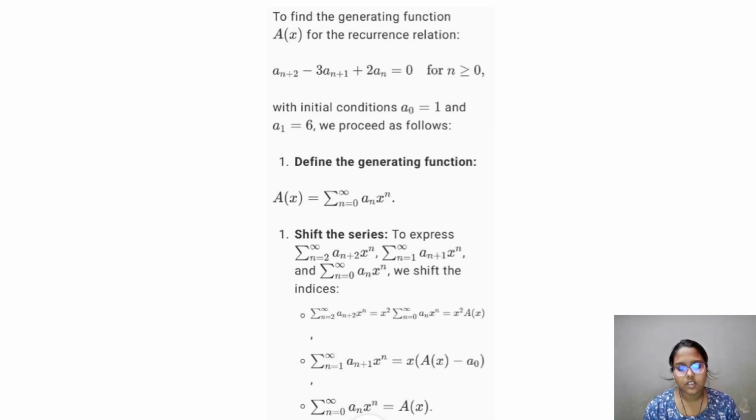Sigma n = 2 to infinity a(n+2) x^n = x squared sigma n = 0 to infinity a(n) x^n = x squared A(x). Sigma n = 1 to infinity a(n+1) x^n = x times (A(x) minus a(0)), and sigma n = 0 to infinity a(n) x^n = A(x). This is A(x) = sigma n = 0 to infinity a(n) x^n.